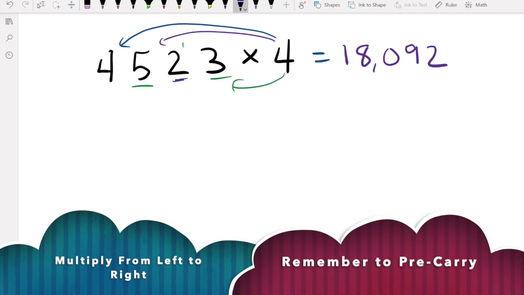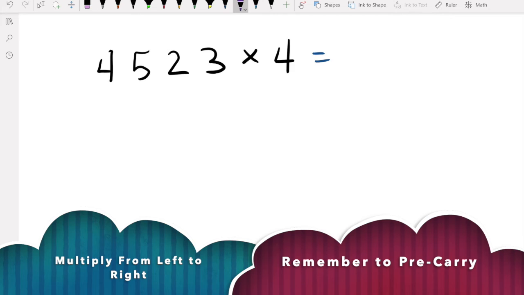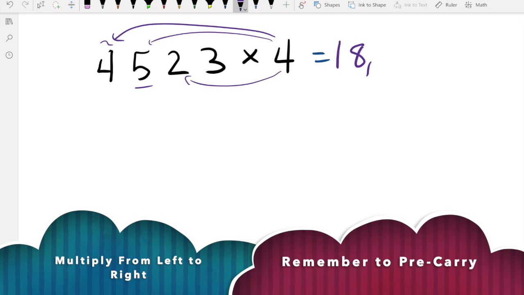So let's try that one more time. Same problem. So in my head, I do 4 times 4, but I anticipate a carry of 2. So it's 18,000. And then I know that was 20, so I have that 0. 4 times 2 is 8. And then 4 times 3, and I'm going to carry that 1, and I do that in my head. So it's 18,092.